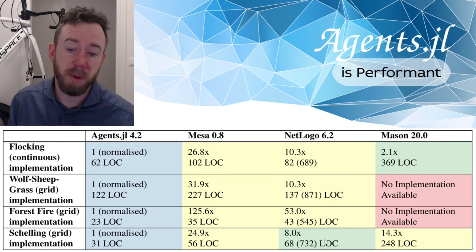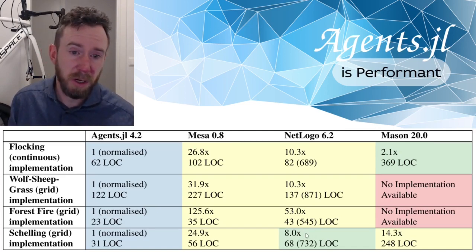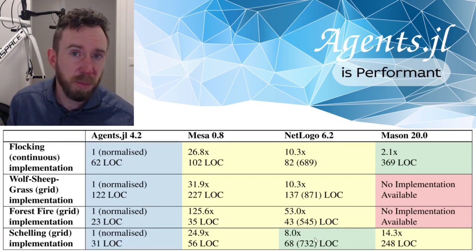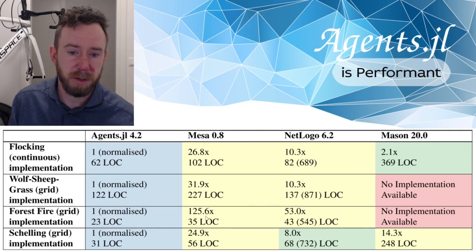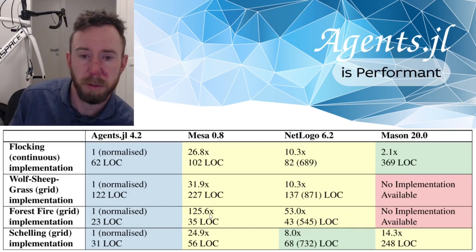But if you take a look at the rest of the table, when you've got an 8 times speed up in most places, that's usually a call for celebration. And we've said in this table that that's actually pretty good compared to some other aspects of the table, like the 125 times speed up we can get for this forest fire implementation.